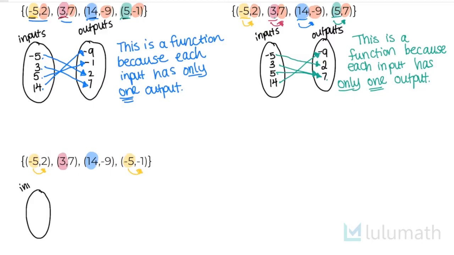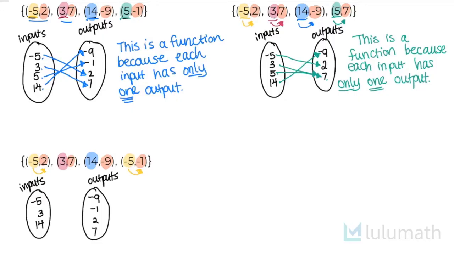So again, we have our inputs, and we have our outputs. And our inputs are the same as all my other inputs, except this time we don't have a +5. So we'll just put -5, 3, and 14. And then for my outputs, I have in numerical order -9, -1, 2, and 7.